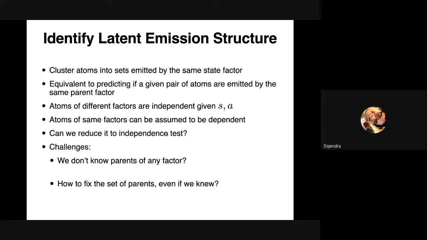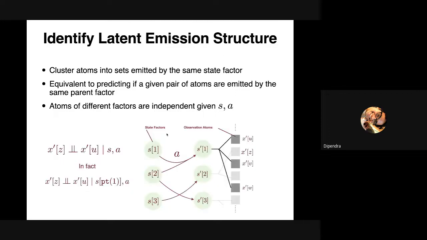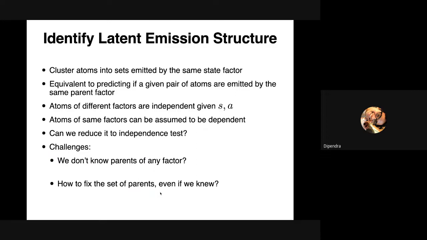But there are two main challenges to reducing it to an independence test-based approach. One is we don't know the parent set, right? At this moment, we can only decode the state S, and we have observed X prime. We do not know S prime. We do not even know what parents they are. So we have no information about parents of any factor. And even if we knew the parents of any factor, the question is, how do we fix them?